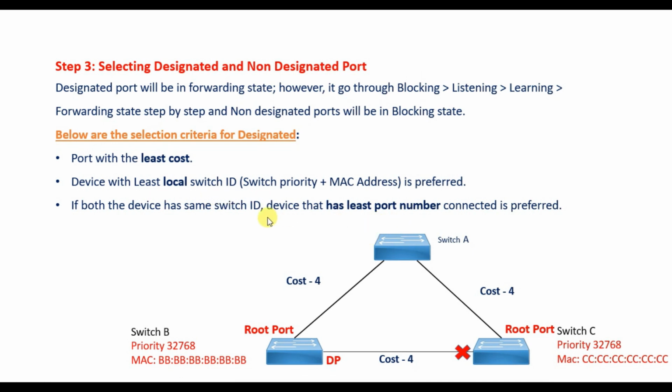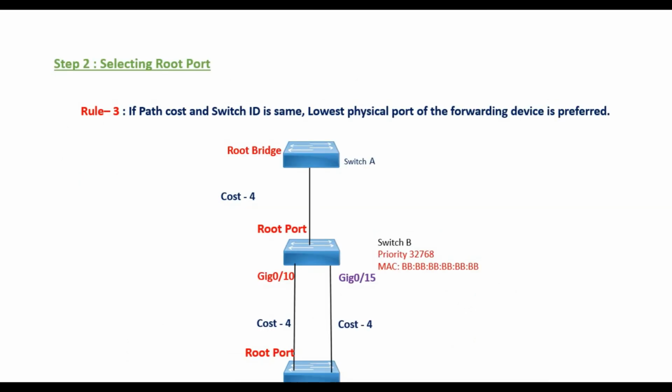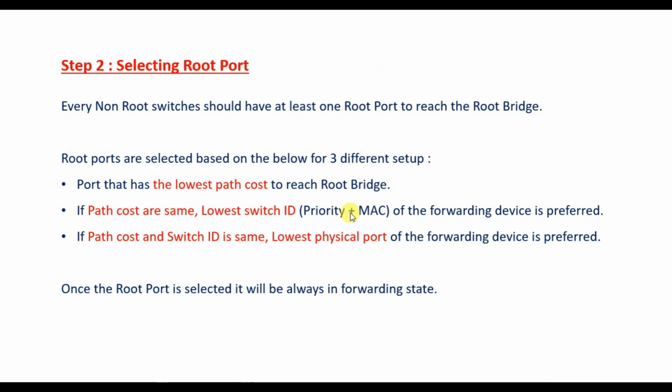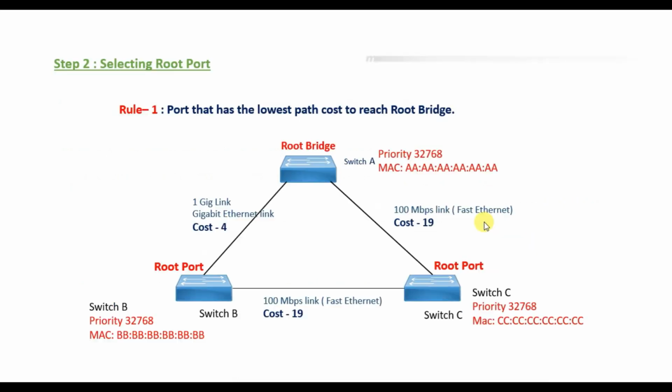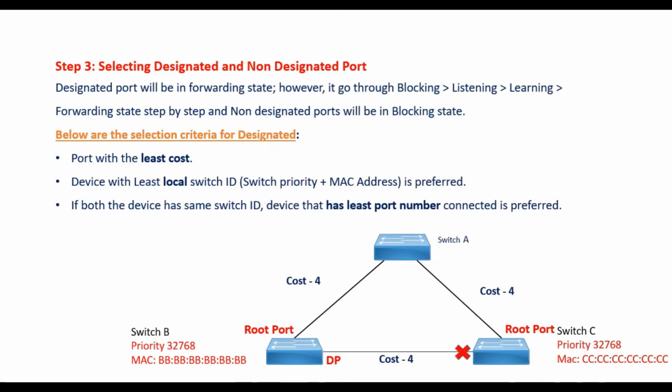However, the main difference here is that for a designated port, we are not supposed to look for the upstream device. Rather, we need to consider the local device. For example, in root port selection rules, we should be looking for the upstream device, that's the forwarding device. But for the designated port, we'll be looking for the local device only. So the same rules are applicable for the designated port as well, but here we'll be looking for the local device instead of the forwarding device.